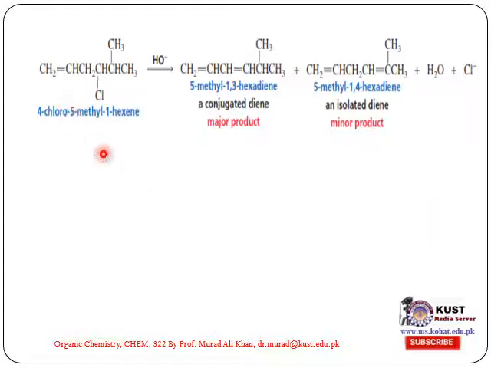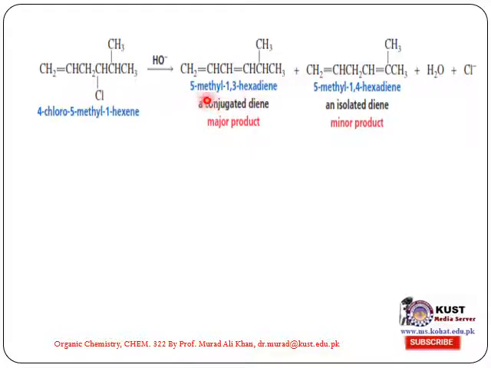Here, if you see 4-chloro-5-methyl-1-hexene, there is the possibility that a proton can be removed from this carbon or from this carbon. Now, at this position there is more substitution, but here you can get more conjugation.